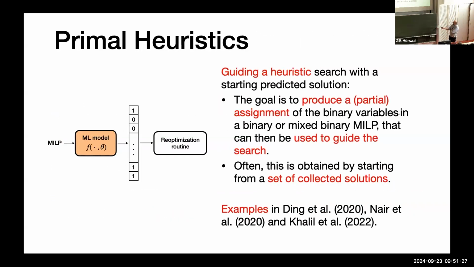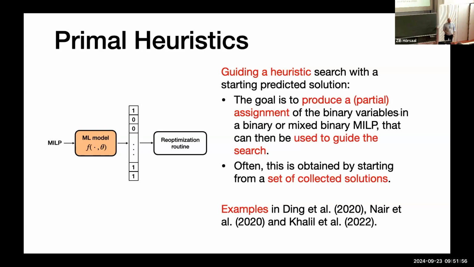In the first context, what we call A, primal heuristics or guiding a heuristic, the idea is to have a collection of initial solutions, and a machine learning algorithm which decides to fix some of the variables to values that persistently happen to be good in those solutions, and then you run a reoptimization over the rest.